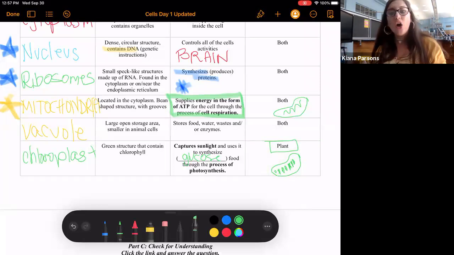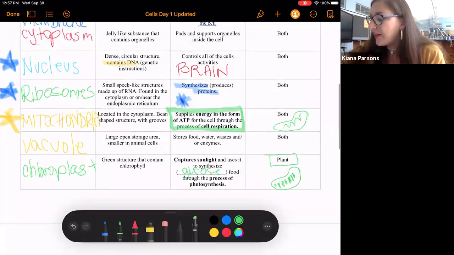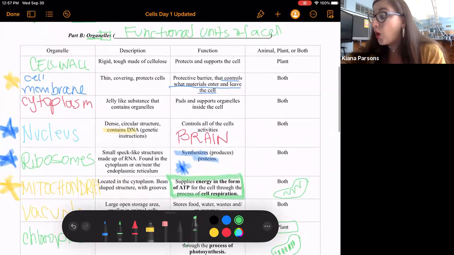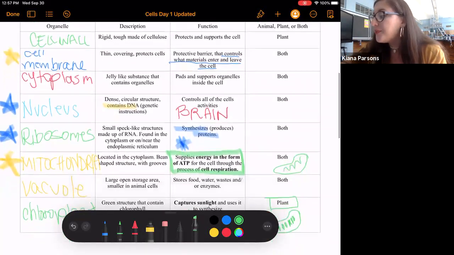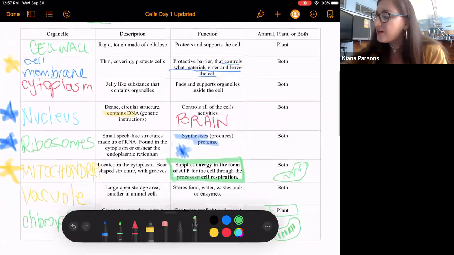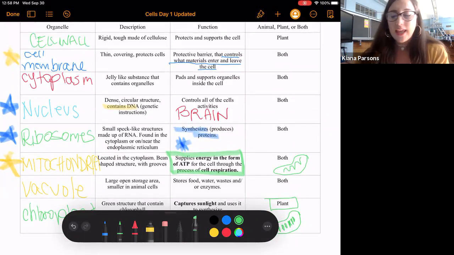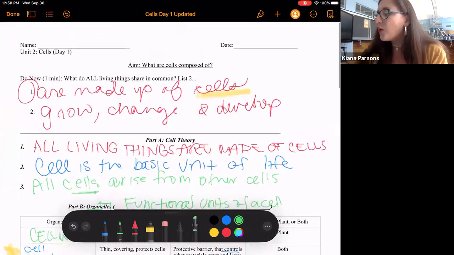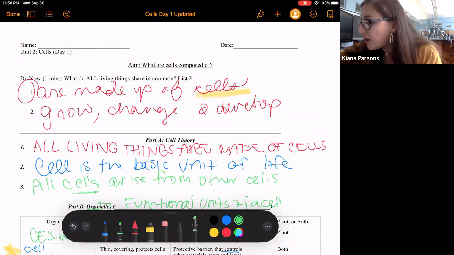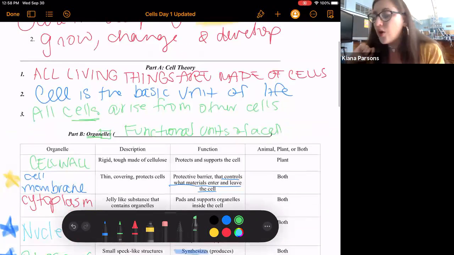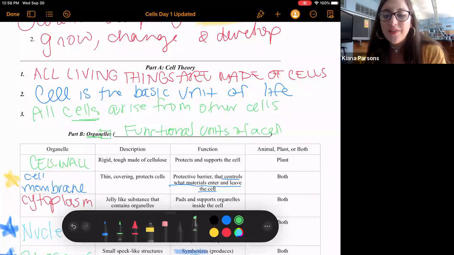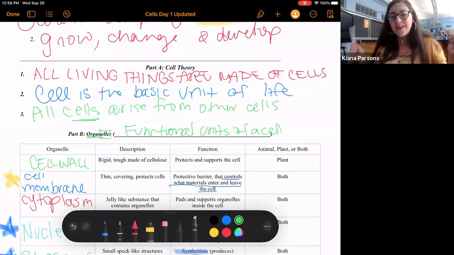So these are the functional units, the most important organelles that we need to remember for Unit 2. So let's go ahead and review. Today, we talked about the cell wall, which exists only in plant cells, and the chloroplast, which exists only in plant cells, the cell membrane, the cytoplasm, the nucleus, ribosomes, mitochondria, and the vacuole that exist in both plant and animal cells. Today's aim was what are cells composed of, and our one-word answer is organelles, which are the functional units of the cell.